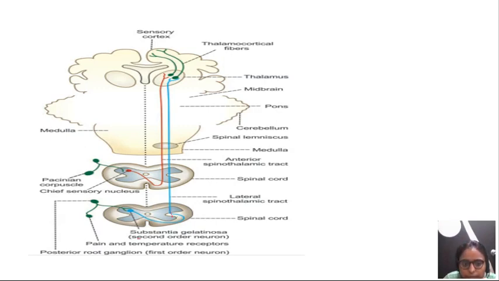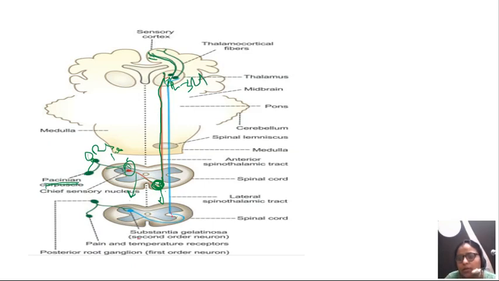For example, see, it takes from the Pacinian corpuscles, the receptors. It goes to the dorsal root ganglion. Here it forms a first order neuron, and from there it goes to the chief sensory nucleus. And from the chief sensory nucleus it crosses to the anterior column. So that is why its name is the anterior spinothalamic tract. Then it ascends upwards, crossing up to the thalamus. In the VPL nucleus, it forms a third order neuron. From there, it ascends to the sensory cortex.